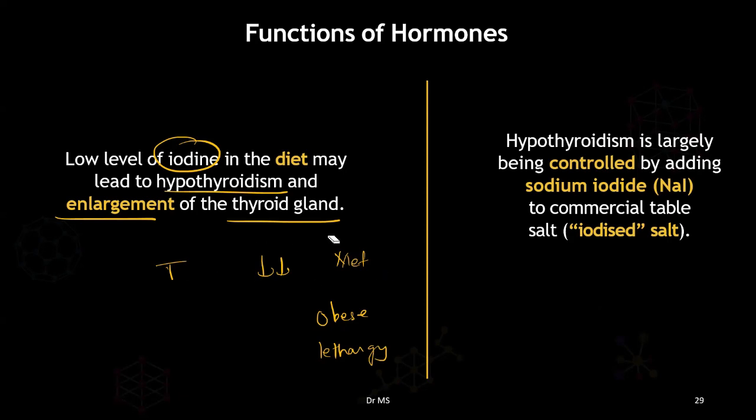So that's hypothyroidism. How do we control that? The government has initiated that whatever salt we are using, every salt should contain iodine. So no population will suffer with lack of thyroid hormone. That's how the government has tackled it with the help of iodized salt.